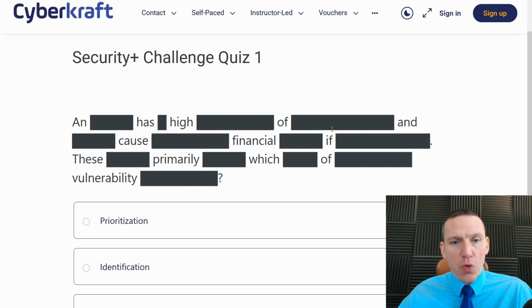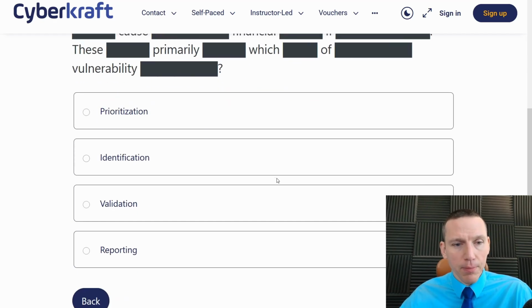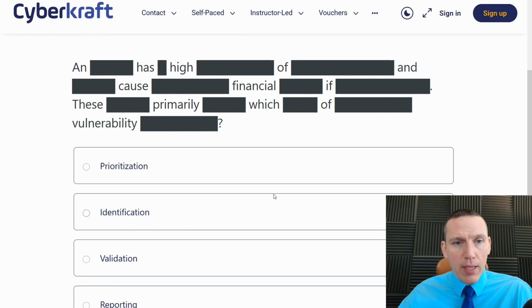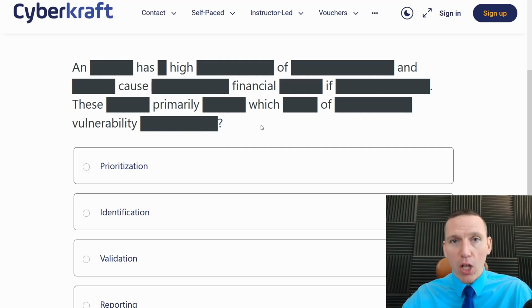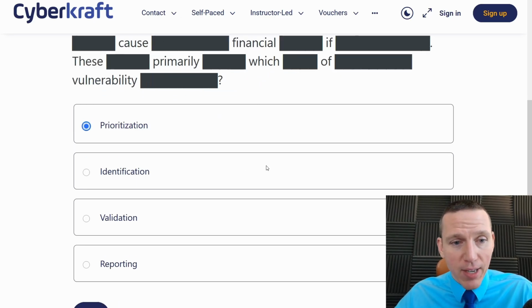Okay, cause financial harm if these risks primarily exist, which something of vulnerability blank. Well, if we're prioritizing something, I think it makes sense here if we're saying high. If we say high, that implies we have moderate and low. So then we want to address that. So I think high would make sense from a prioritization standpoint. So I think prioritization is going to be the answer.